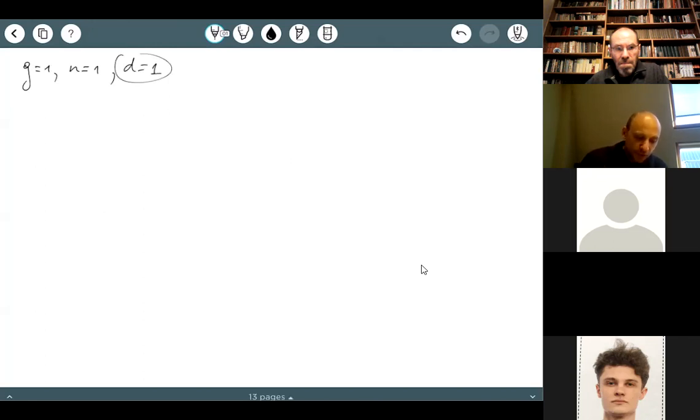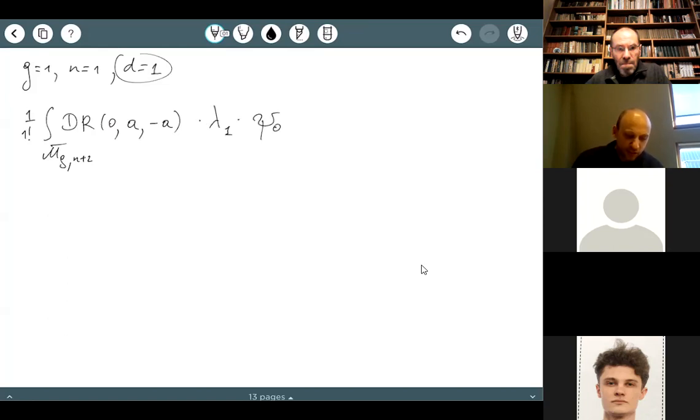So we have 1 over 1 factorial, integral over M_{g,n+2} bar, of the double ramification cycle DR(a, -a), so there is just one a1 here, times lambda 1 times psi 0 to the power 1, times q_a e to the power iax, sum over a.